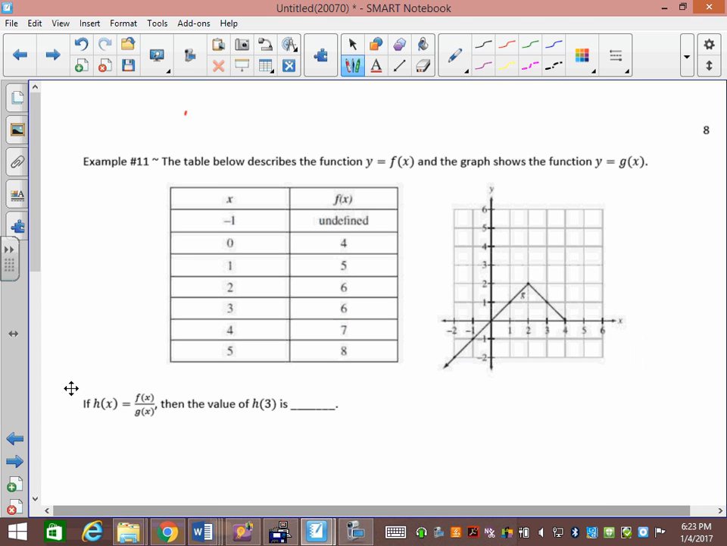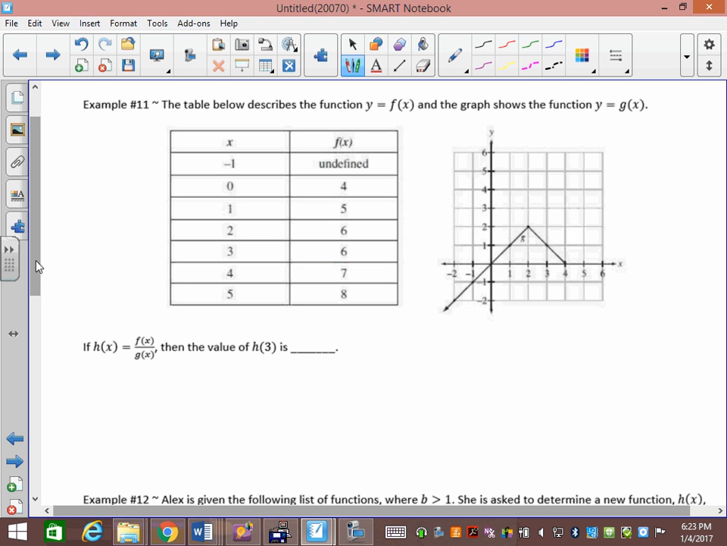The table below describes the function of f of x, and the graph is g of x. So you have a table and a graph. They're not put together. If h of x equals f of x divided by g of x, then what's h of 3? So we want h of 3. So that means we're replacing all the x's with 3. So we want f of 3 divided by g of 3.